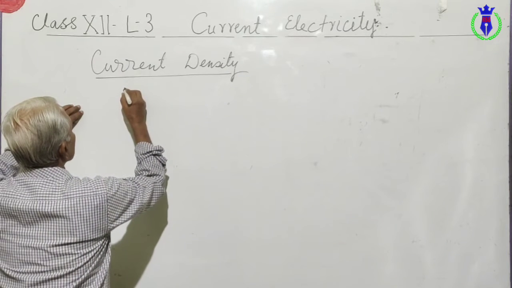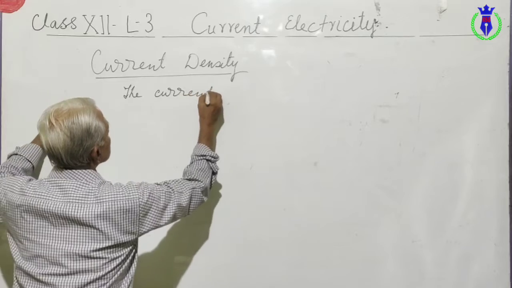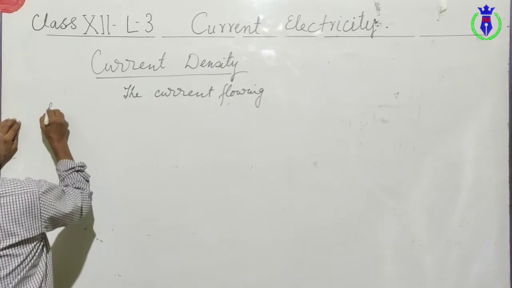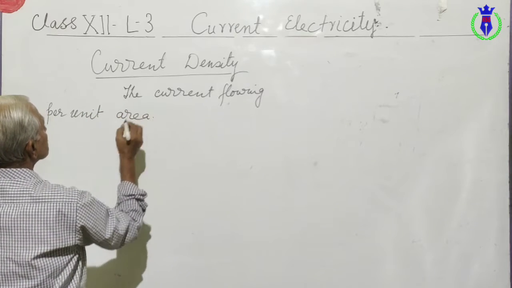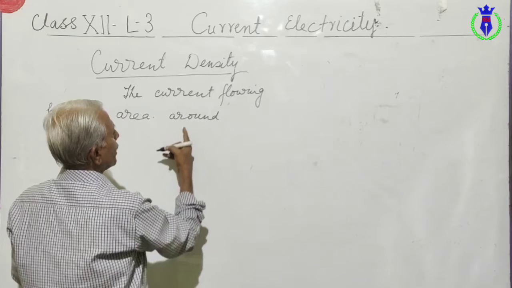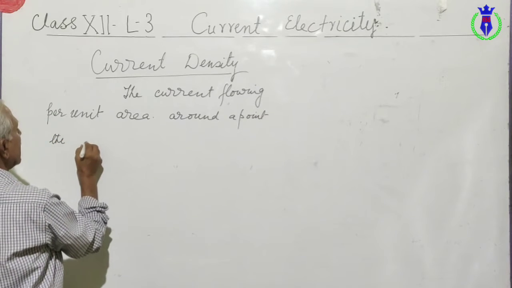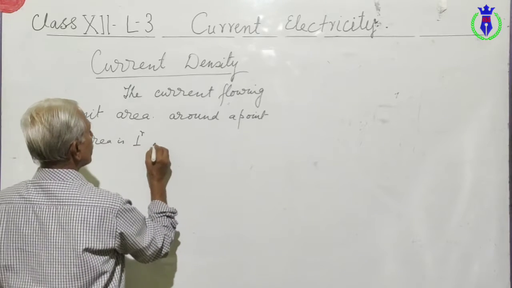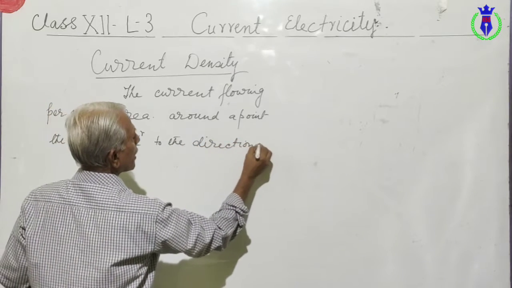So current density is the current flowing per unit area around a point, जिस बिंदु पर हम निकाल रहे होंगे, around a point, the area is perpendicular to the direction of current.